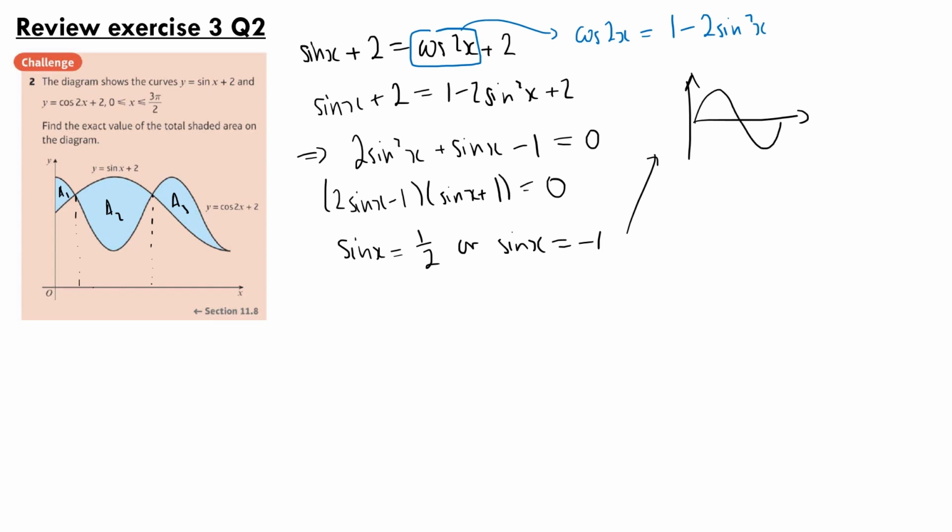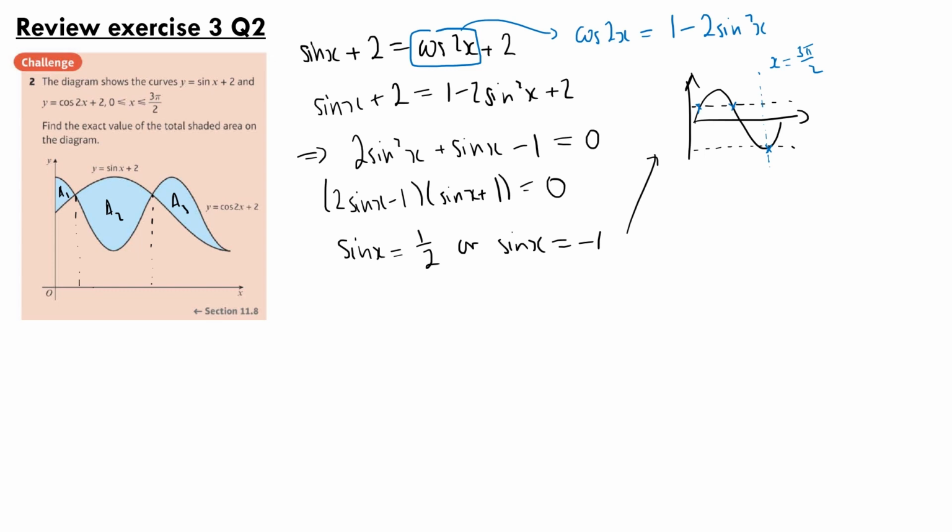So we have sine of x is equal to a half, and sine of x is equal to minus 1. And we're told this is from 0 is less than or equal to x is less than or equal to 3 pi over 2. So 3 pi over 2 is about here. So we're only interested in intersection points before this point here. And we can see we have 3 points, which lines up with the diagram.